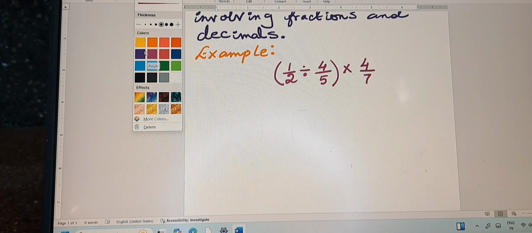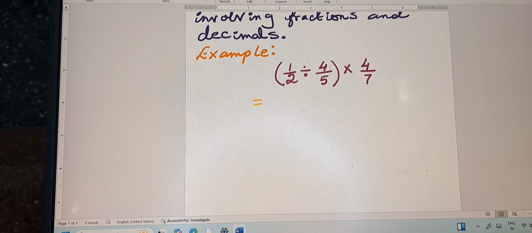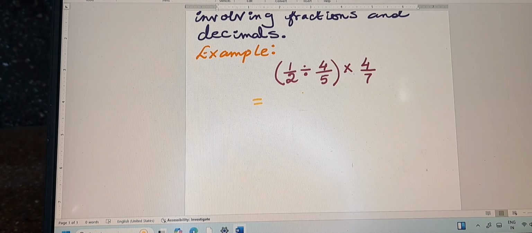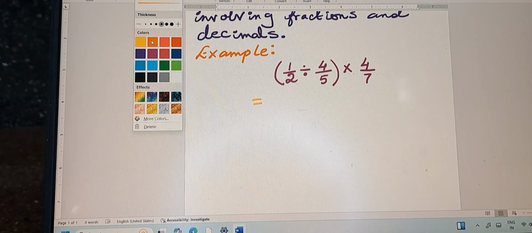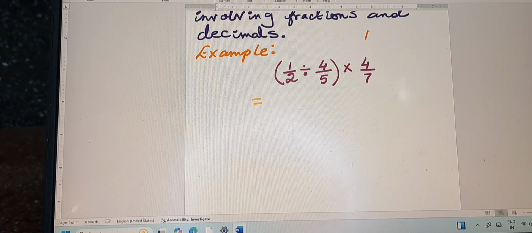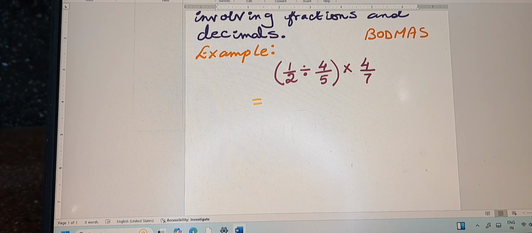So students, before we solve this sum, we need to analyze two things: the fraction inside the bracket and its application, and the fraction outside the bracket. So we can see over here there are two applications. One is inside the bracket, we have to do division followed by multiplication. So what we can see over here, when we apply the BODMAS rule, here we find two applications. One is division followed by multiplication. So let us solve the sum.